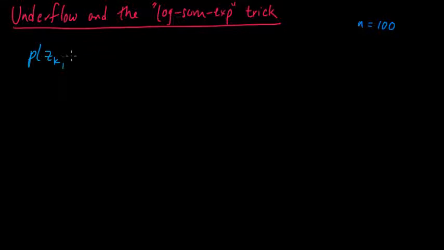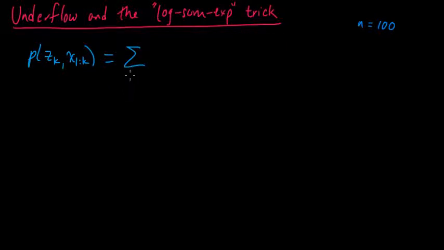In the case of the forward algorithm, we were computing the probability of z_k and x_1 through x_k. When k is very large, like n in particular, this is going to be a very small probability, because the probability of getting any particular sequence of x's is so small. Let's write down the formula for this and see how this happens.